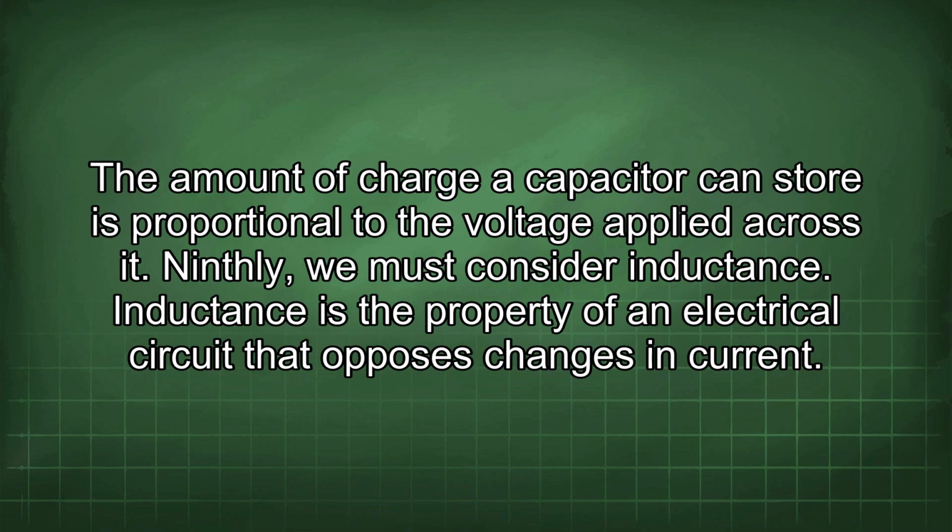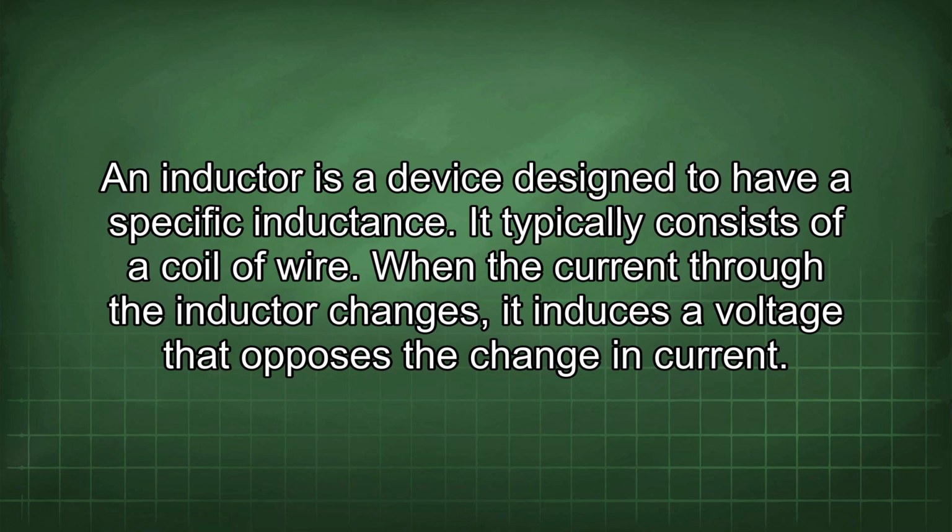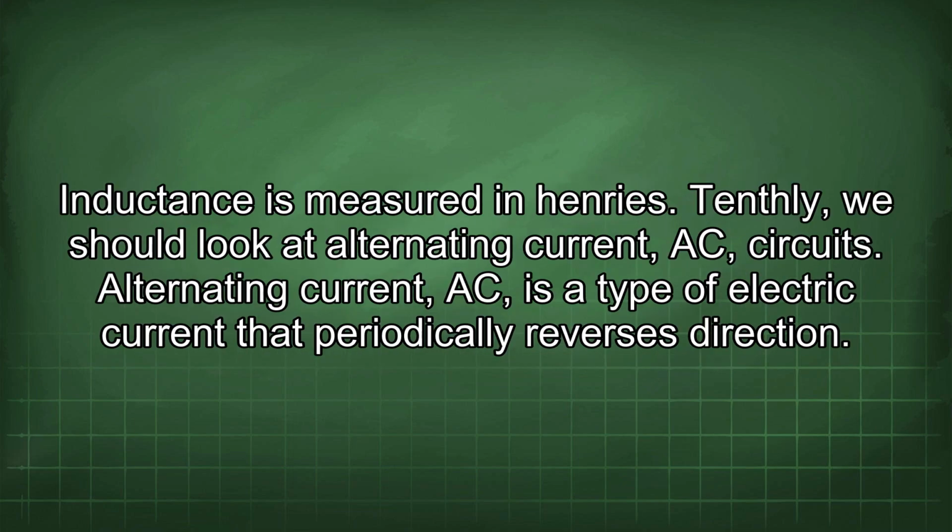Ninthly, we must consider inductance. Inductance is the property of an electrical circuit that opposes changes in current. An inductor is a device designed to have a specific inductance. It typically consists of a coil of wire. When the current through the inductor changes, it induces a voltage that opposes the change in current. Inductance is measured in henries.